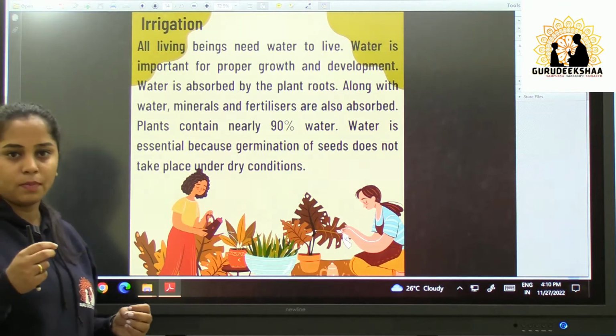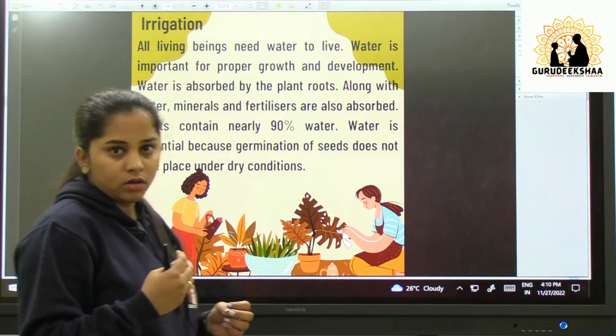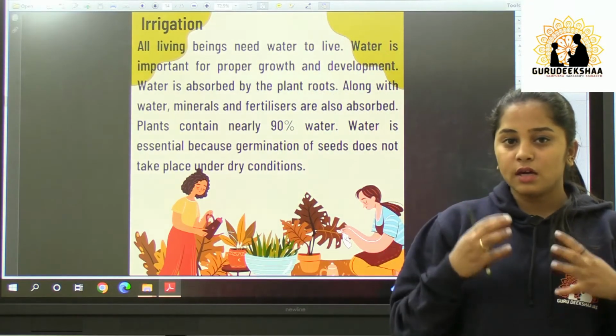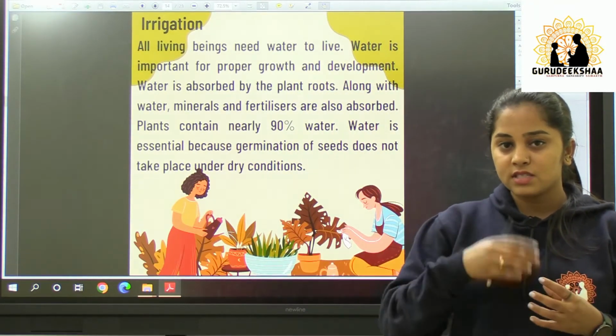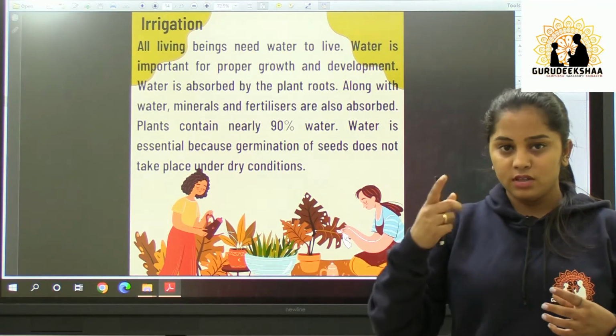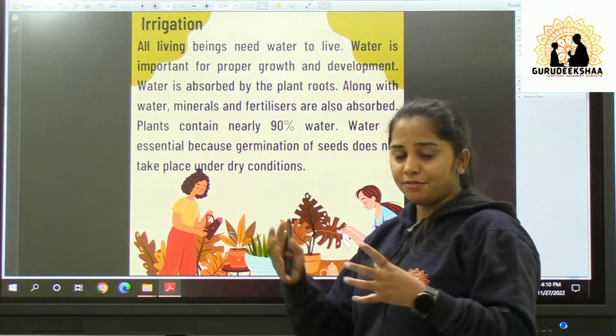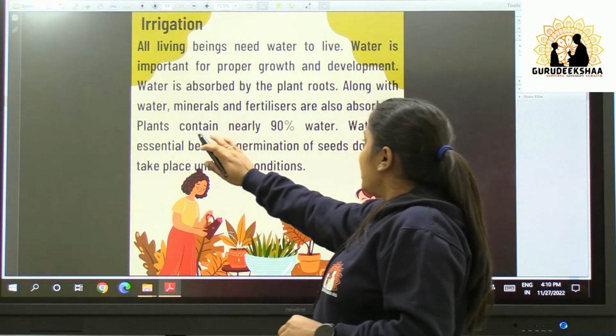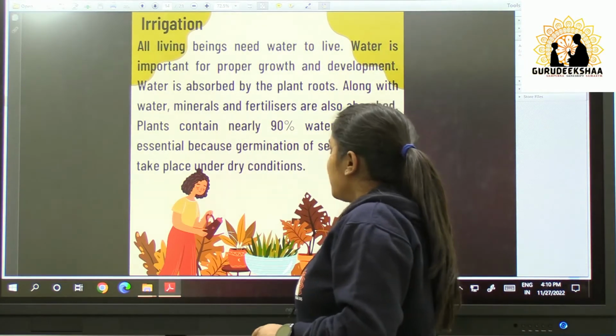The leaves of the plant will not absorb the water. The stem of the plant will not absorb the water. The water is absorbed by the root of the plants, which is then transferred to each and every part of the plant. Along with the water, minerals and fertilizers are also absorbed.